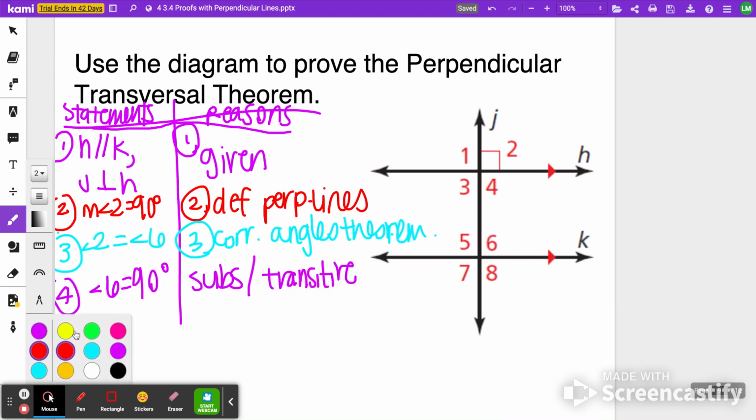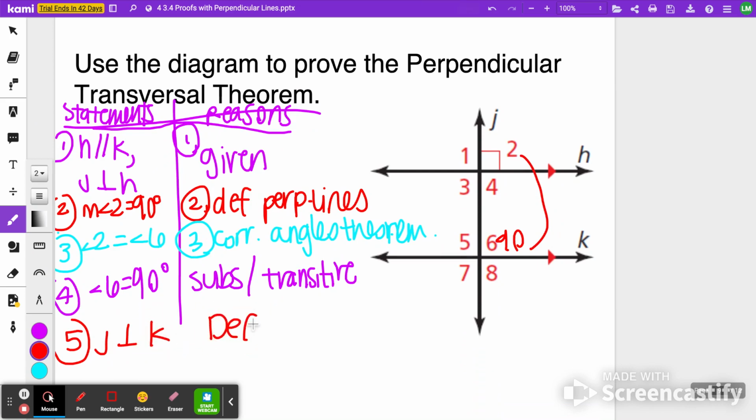So that now if angle 6 is 90 degrees and it's matching angle 2, remember the perpendicular transversal theorem, if we go back to it, and it says if it's perpendicular to one of two lines, then it is also perpendicular to the other line. We know that they're going to be perpendicular because 2 and 6 are matching. So now we can say that J is perpendicular to K using the definition of perpendicular lines. Okay.